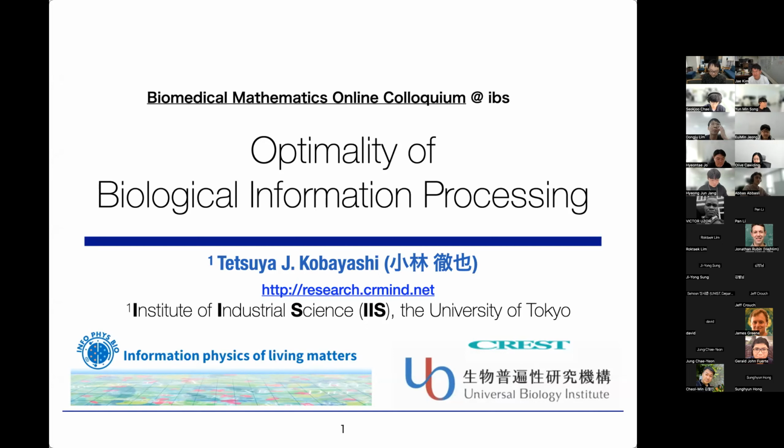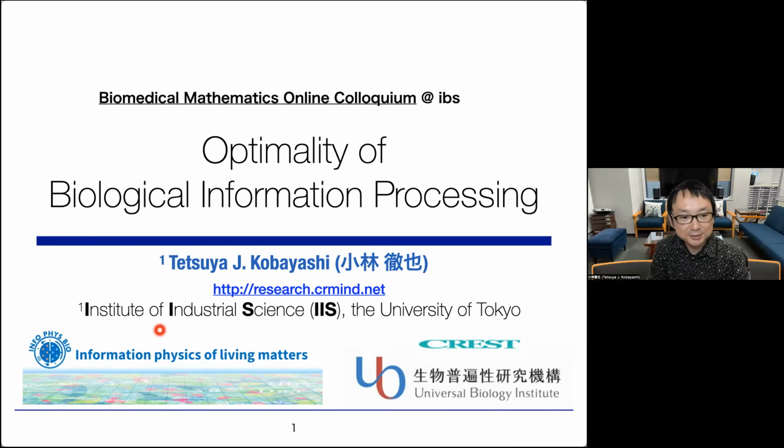Okay, I'm Tetsuya Kobayashi from the University of Tokyo. I belong to the Institute of Industrial Science, but I work on biology and am also involved in another institute in Tokyo University working on biology. Today I'm going to talk about how we can use optimality theories to understand biological information processing.